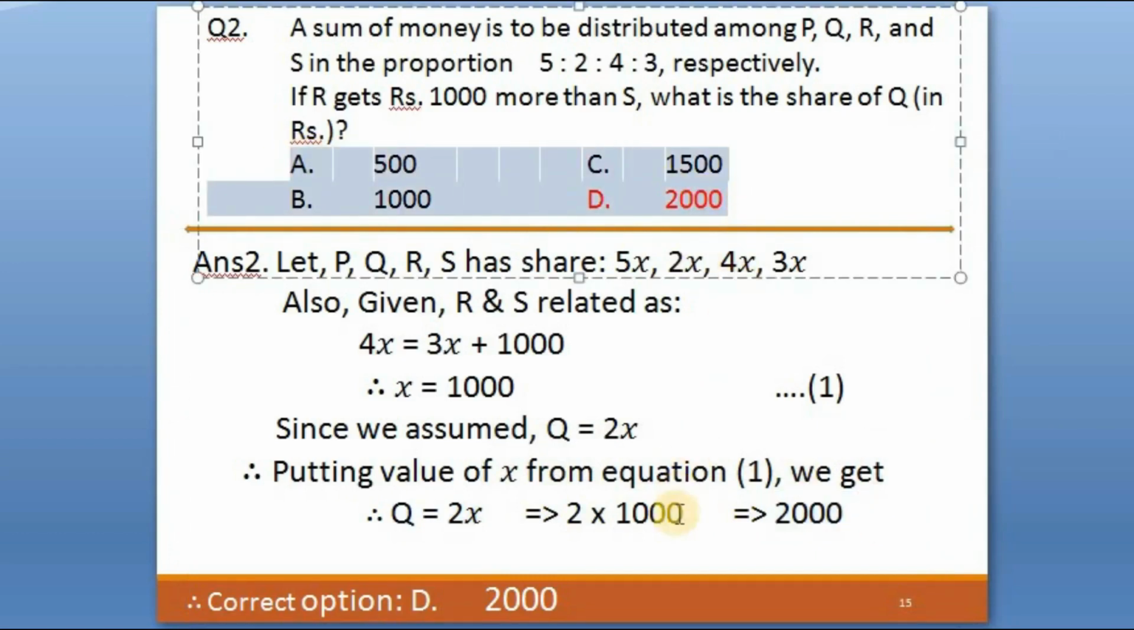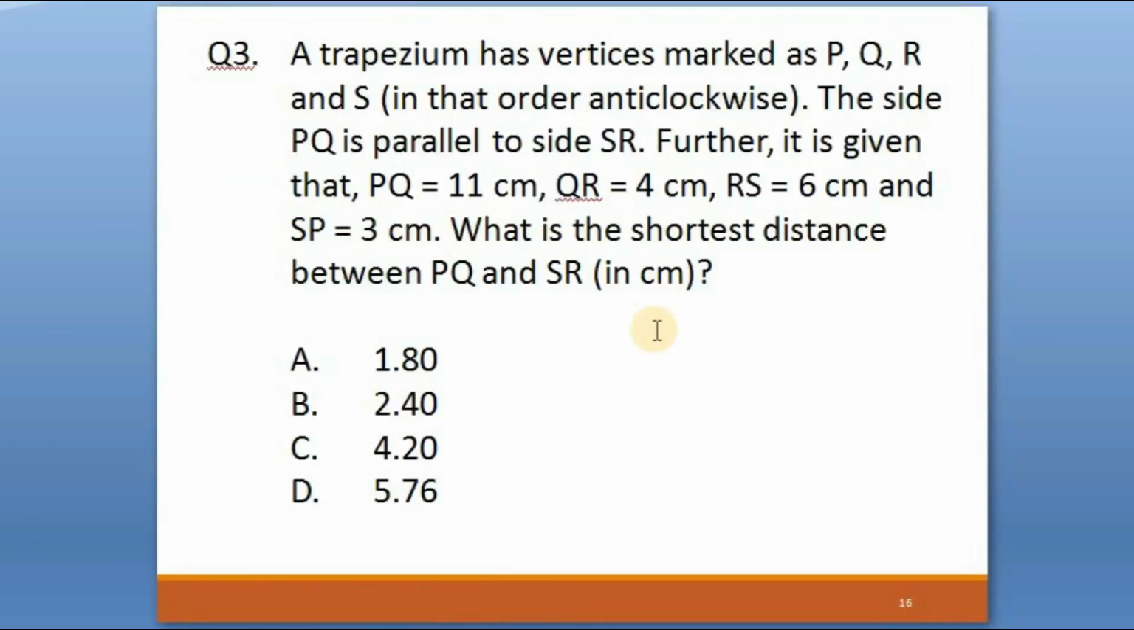Now let's move to the third question. A trapezium has vertices marked as P, Q, R and S in that order anti-clockwise. The side PQ is parallel to side SR. Further, it is given that PQ is equal to 11 and QR is equal to 4 cm. RS is equal to 6 cm and SP is equal to 3 cm. What is the shortest distance between PQ and SR in centimeters?